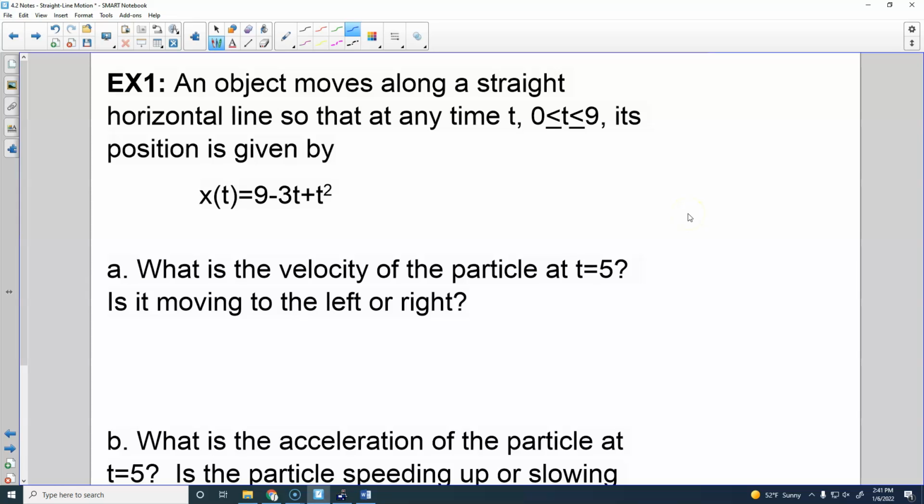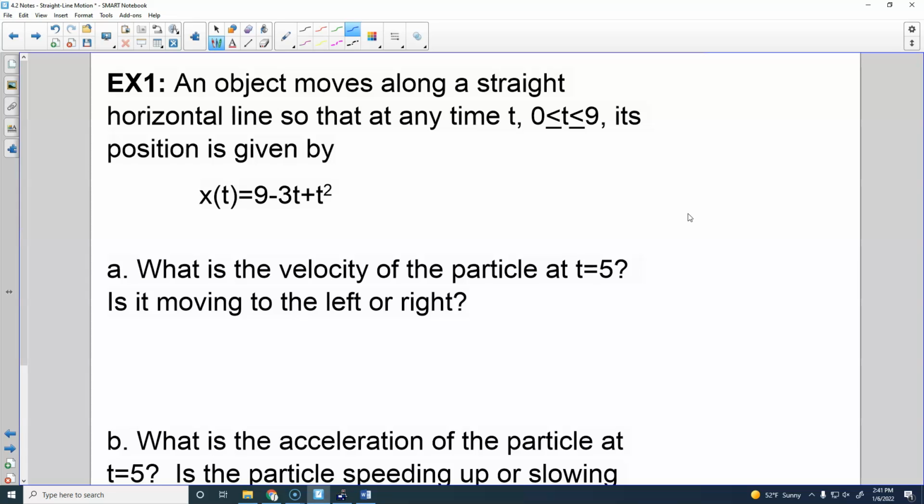So, an object moves along a straight horizontal line so that at any time t, from 0 to 9, its position is given by this equation. So, if our question says what's the velocity of the particle at t equals 5, is it moving to the left or the right? Okay.